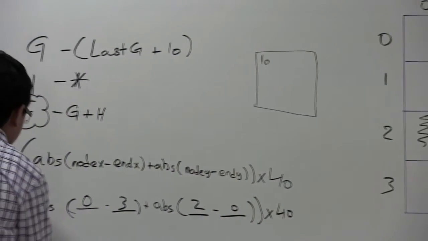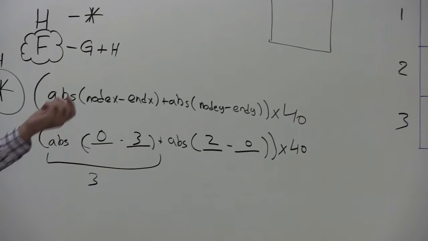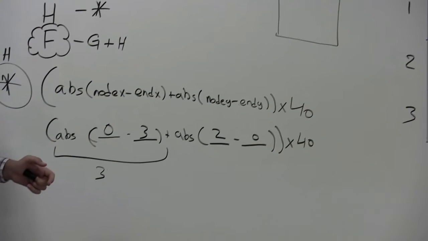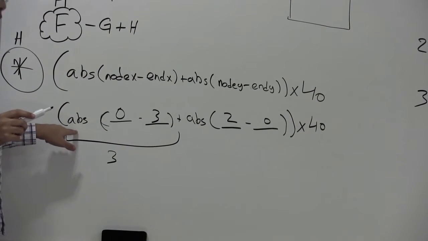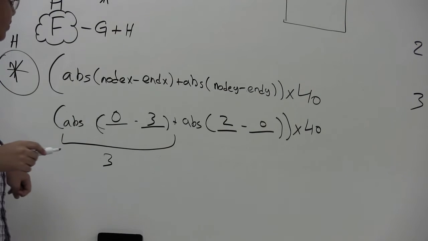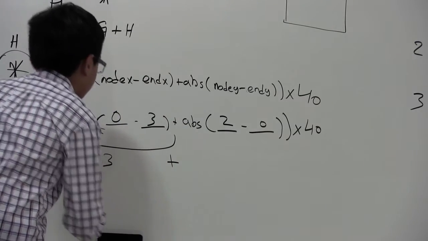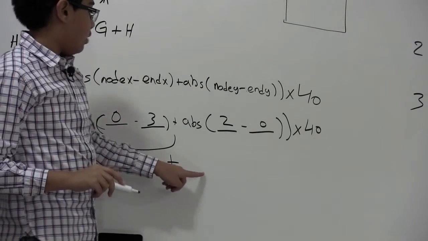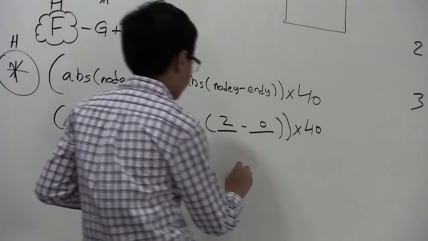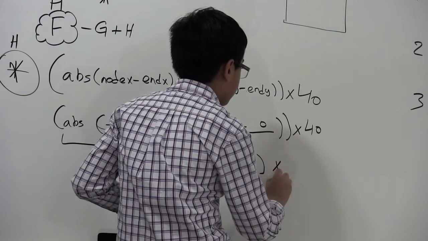So what would this be? This would be 3. And you might be asking yourself, why would it be 3? 0 minus 3 would obviously be negative 3. Well, you ignored the fact that this is an absolute value, meaning that we have to take away that little negative that's over there. Apart from that, we have the plus symbol, and I'm going to put this in a bracket, plus, and now we find the absolute value of 2 minus 0. That would just be a positive 2. Then we can close our bracket, and then times 40.